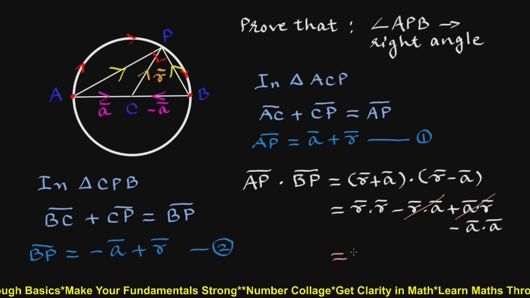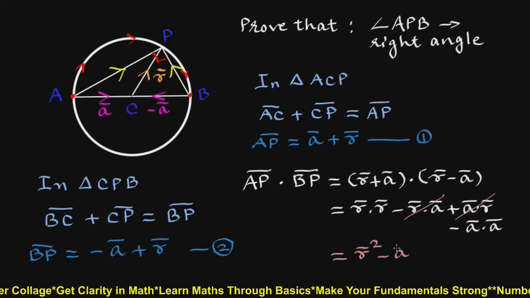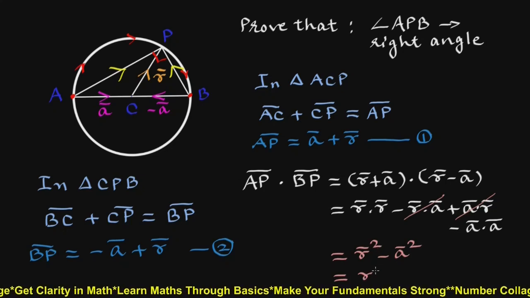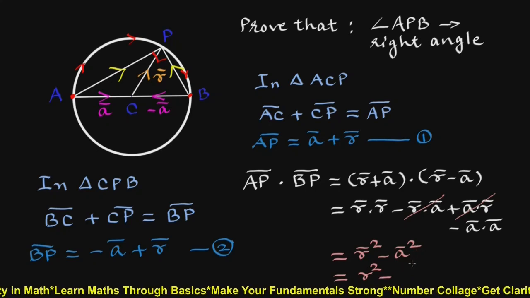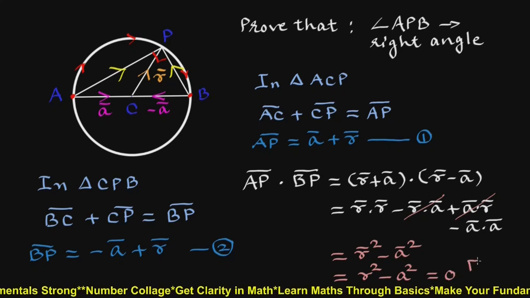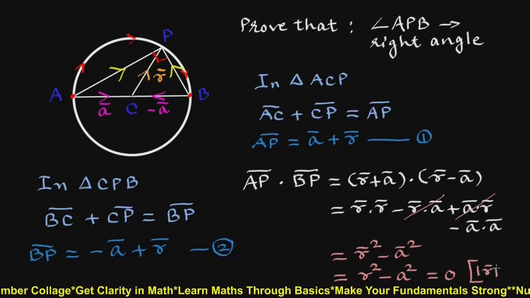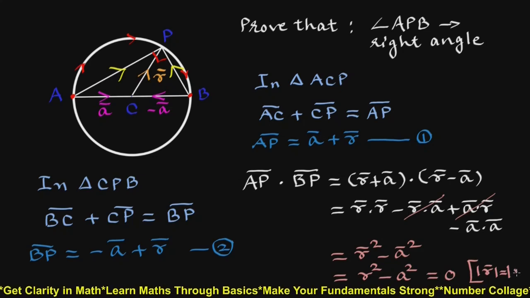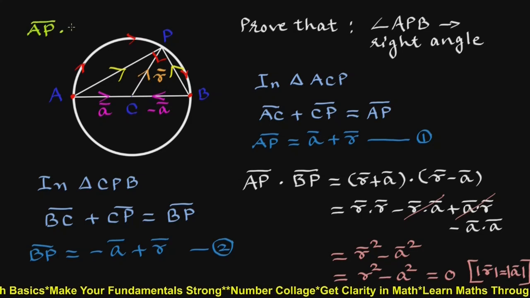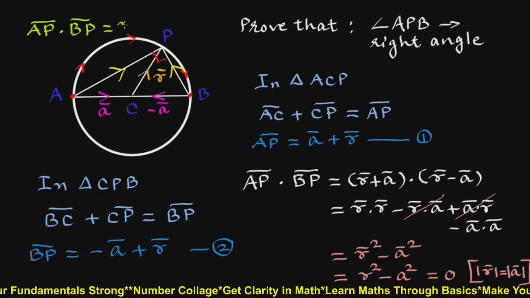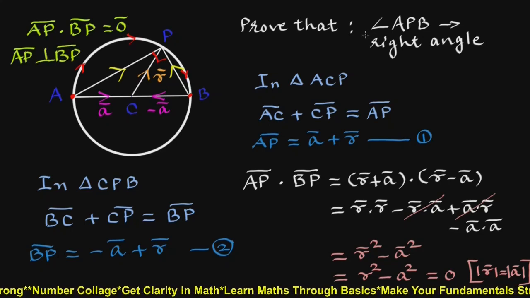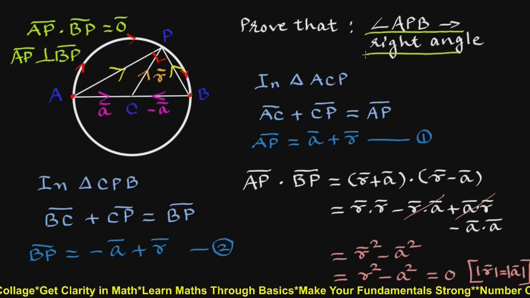A bar dot R bar minus R bar dot A bar will be 0. This is R bar square minus A bar square. R bar square is the self dot product, which is a scalar R square, minus A bar square, a self dot product, which is a scalar A square, which is 0 because the magnitude of R bar equals the magnitude of A bar. So we get AP bar dot BP bar equals 0. That proves AP bar is perpendicular to BP bar. Therefore angle APB is a right angle, is proved.